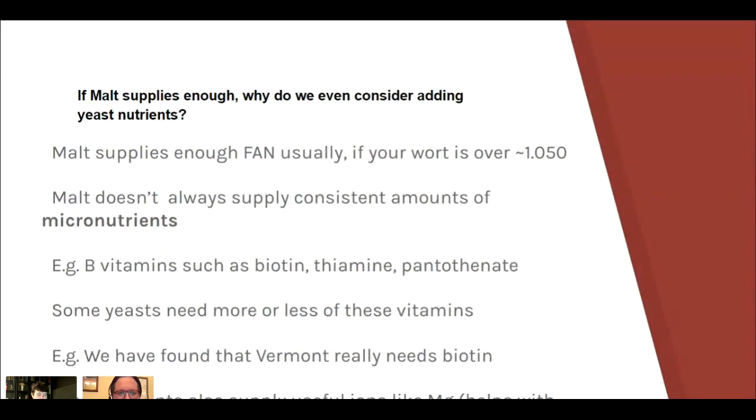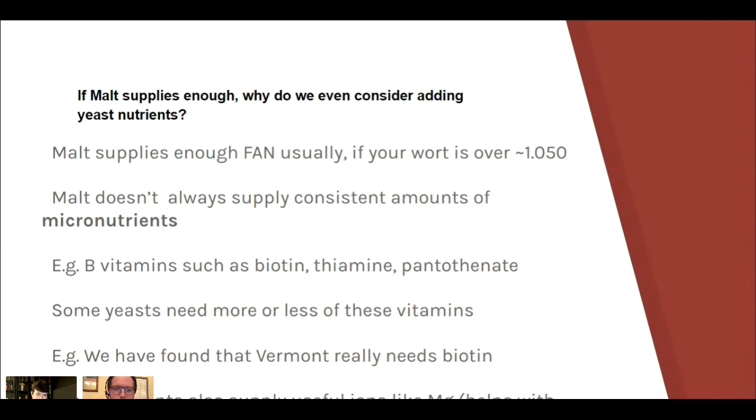If malt supplies enough nutrient, why do we consider adding yeast nutrients? Usually malt does supply enough FAN, especially if your wort is over 1050 in general. FAN supply is proportional to the amount of malt that we've added. But one thing that I think is important to mention here is that malt doesn't always supply consistent amounts of the micronutrients. Things beyond the FAN, like the B vitamins, biotin, thiamine, and pantothenate, are important for yeast nutrition as well. Some yeasts need more of these vitamins or less of them.